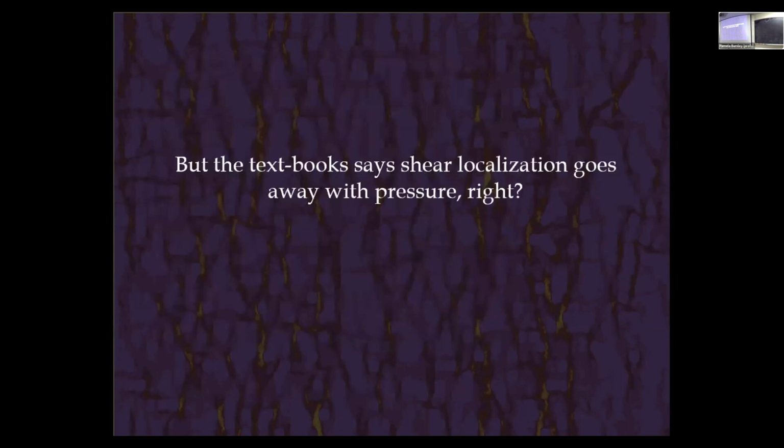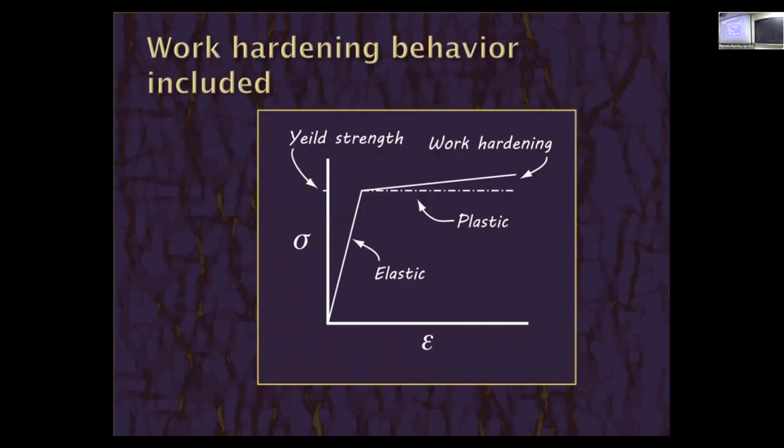Okay, so now hopefully somewhere in your brain you're saying, but the textbook said something different, right? We've all been taught that shear localization is brittle fracture. Plasticity does not shear localize. We get rid of brittle fracture by cranking up the pressure. And right? Please tell me this is true.